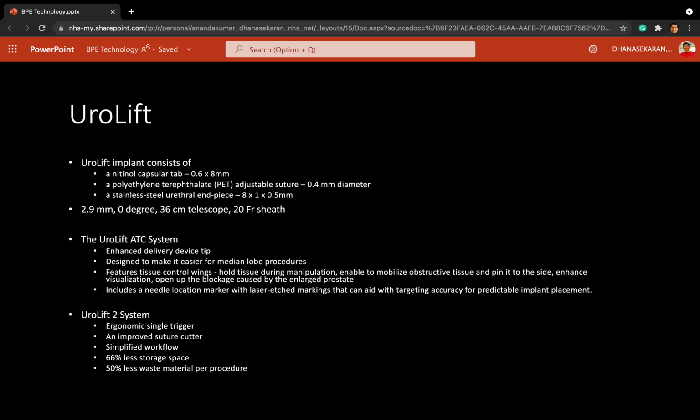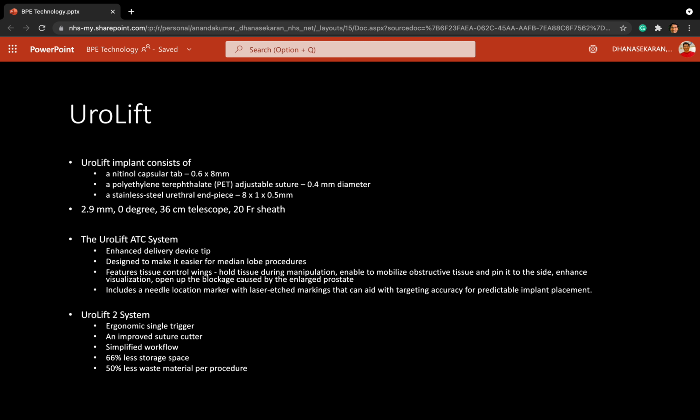What kind of scope is used to place the UroLift implants? This is a specific scope produced by the company. It is a rigid scope, but I don't know any more information about it specifically. But it allows the sutures, the implants to be deployed through it. Yeah, it's a 20 French sheath, and it's a long scope, so it's 36 centimeters. It's 0 degree, and the telescope is 2.9 millimeter.